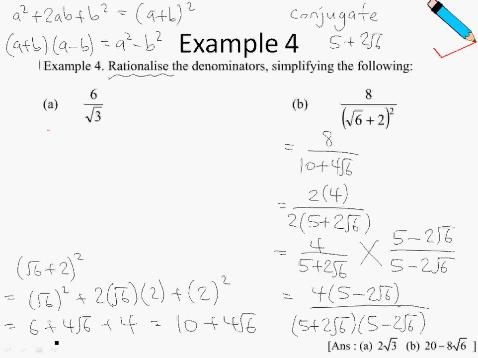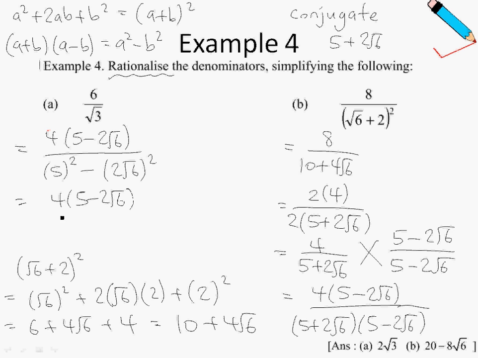Let me just continue my working over here since I'm out of space. In the numerator, I just leave it as such, but the denominator is now in the form a squared minus b squared. My a is just 5, my b is just 2 root 6. If I simplify this, I'll get 25 minus 24. So the denominator becomes 1, and my final answer will just be 4 times (5 minus 2 root 6).